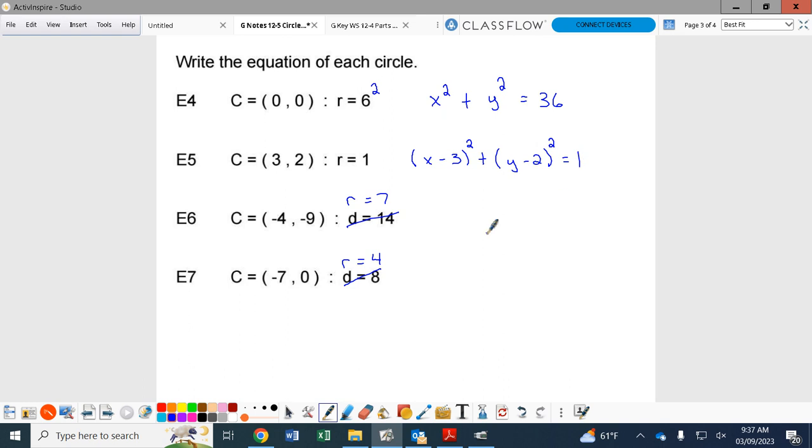Nice. Okay, for this next one, we've got a center where they're both negative. If they're both going to be negative, when you plug one in the problem, they're both going to be what? Positive. So it's going to be x plus 4 squared plus y plus 9 squared equals what? It's not 14. 49. You got to square it. Now multiply it by 2. Square it.